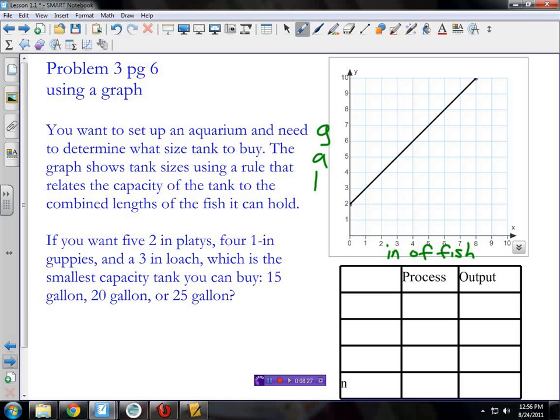Okay, so we're going to have to do a few things. One is count up the total inches of fish that we have, and then we're going to have to look at the graph and try to come up with a good estimate. So we have 5 2-inch platies, that's 10 inches. 4 1-inch guppies is 4, and then a 3-inch loach, which gives us how many inches? 17. Right? 17 inches of fish.